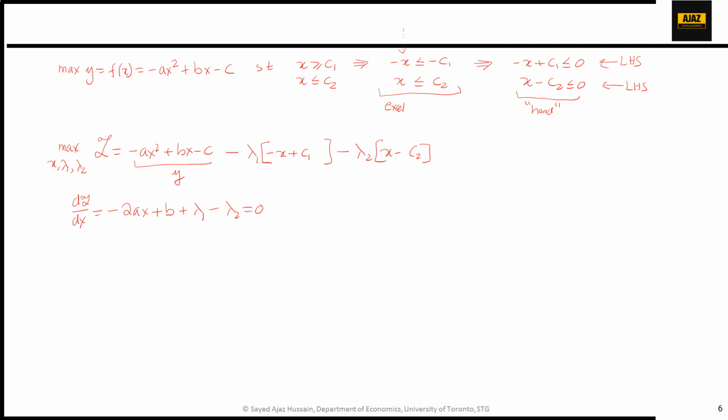And now you have Kuhn-Tucker conditions. Lambda 1 must be bigger than or equal to 0. X must be bigger than or equal to c1. And by Kuhn-Tucker conditions, this entire expression is going to go to 0. So you say lambda 1 times minus x plus c1 is equal to 0. And of course, the second constraint, lambda 2 must be bigger than or equal to 0. X must be less than or equal to c2. And then by Kuhn-Tucker conditions, this entire expression must be 0.